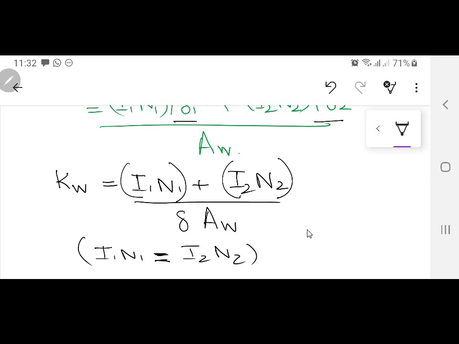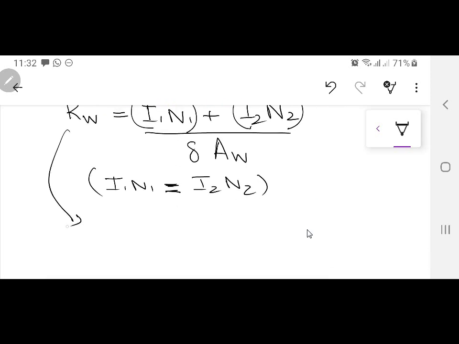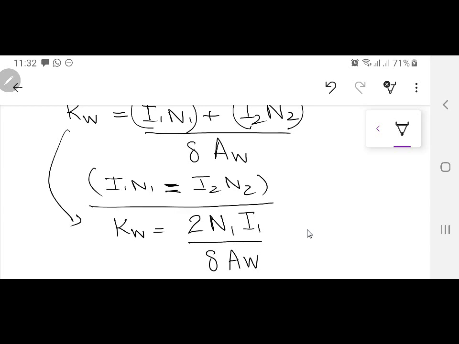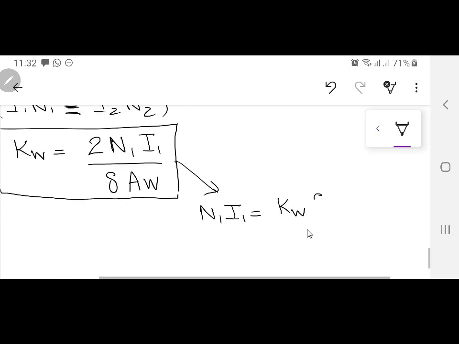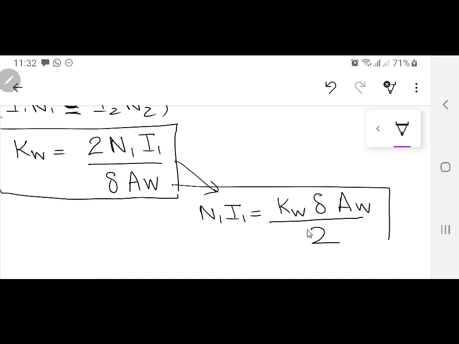They both are the same. So this means I can write my KW equal to 2 times, now I can use any one, N1 or I1, it's totally up to me. I am going with N1 I1 divided by delta AW. This is the final form of my KW equation. Now from this equation, I can easily take out N1 I1. N1 I1 is equal to KW into delta AW divided by 2.